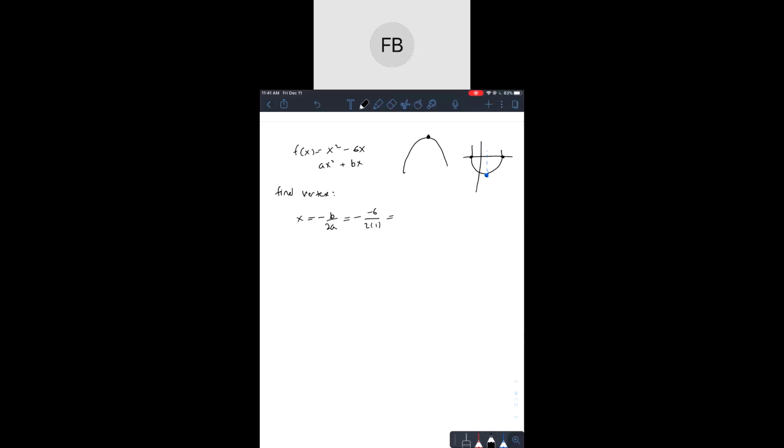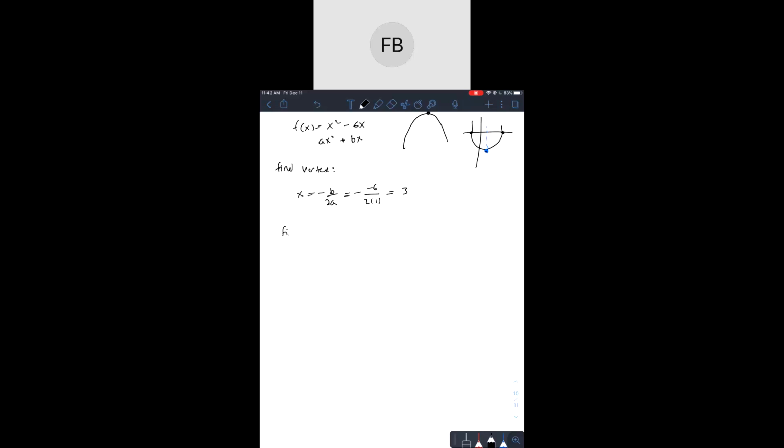So -6 over 2, that is going to be 3, but there's another negative sign, so it's going to be +3, right? So that's our vertex.